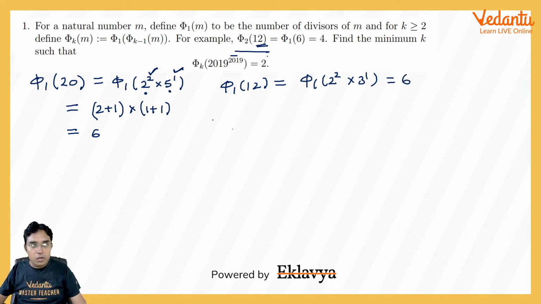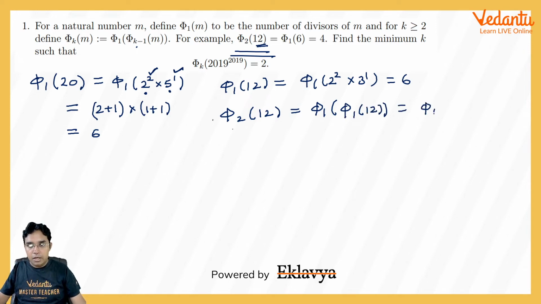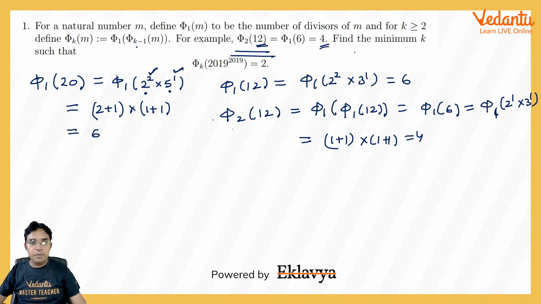Now what phi 2 is, as they have explained, phi 2 12 means phi 1 of phi 1 of 12, as k is 2 here. Phi 1 of 12 is 6. So we need to find the number of factors once again, and we can write 6 as 2 power 1 into 3 power 1. Using that method of number of divisors, it will be (1 plus 1) into (1 plus 1). So the answer would be 4. This is what they have explained in the question itself.